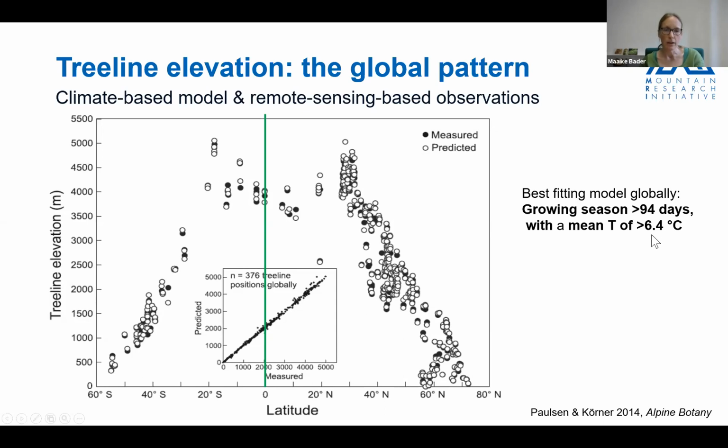So the tree line is more or less located at a mean growing season temperature of 6.4 degrees, which is quite astonishing, because I think as ecologists we all realize that an average temperature actually does not have much meaning for an organism.